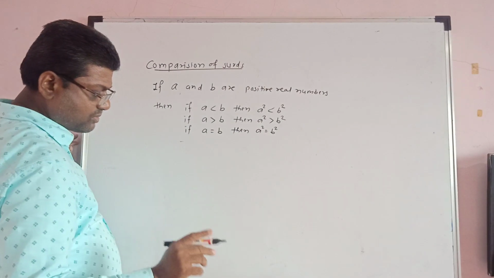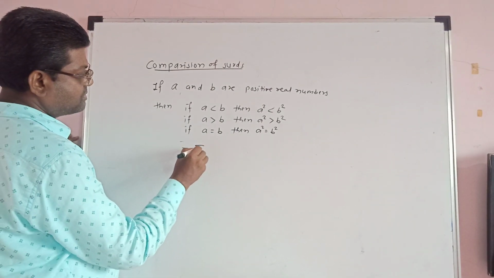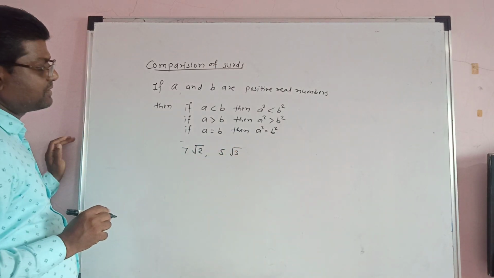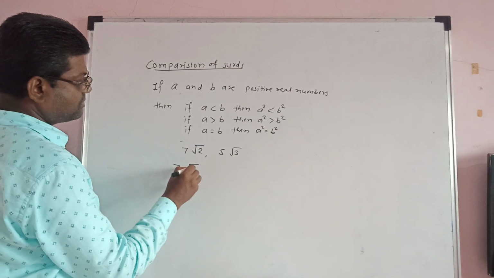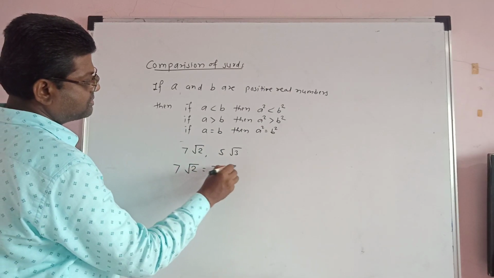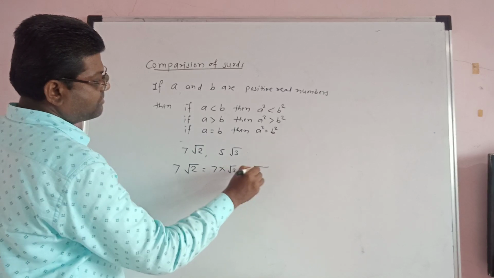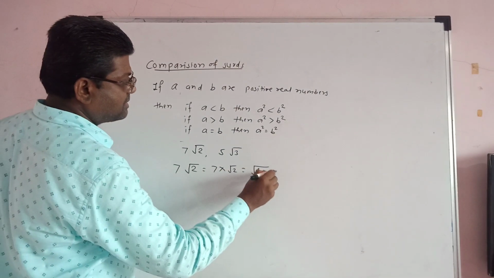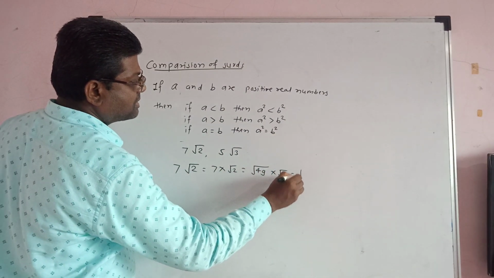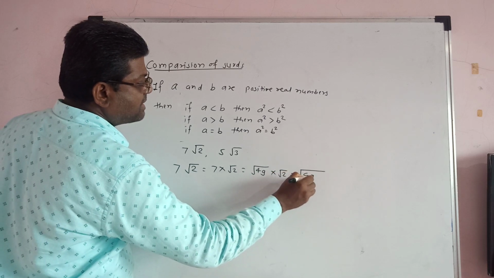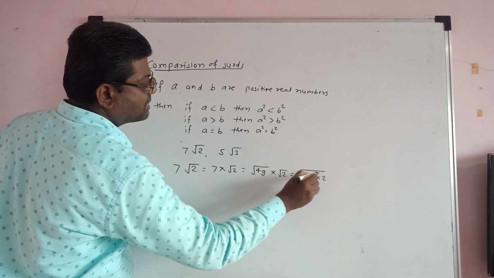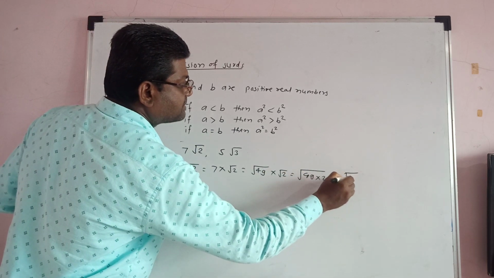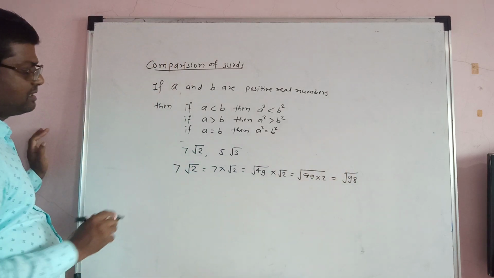Let us take one more example. 7 root 2 and 5 root 3 are two surds. Then 7 root 2 can be written as 7 into root 2. The square of 7 is 49, so it is the square root of 49 into the square root of 2, which is the square root of 49 into 2. 49 into 2 is 98, so it is the square root of 98.